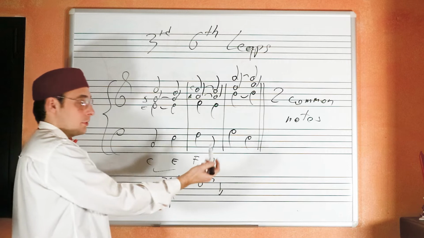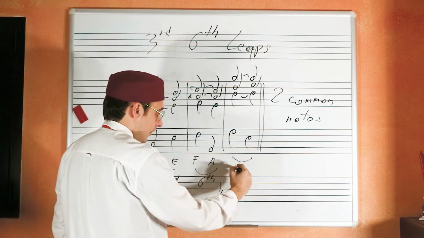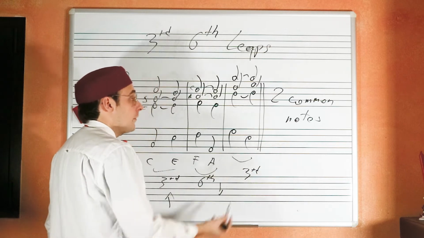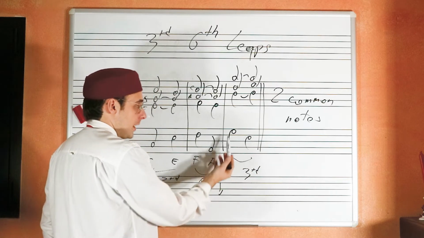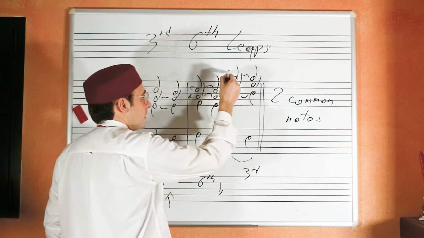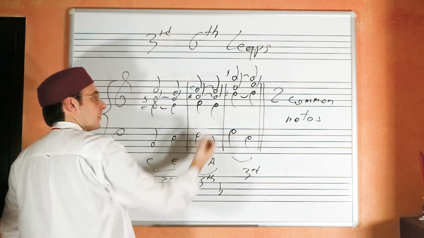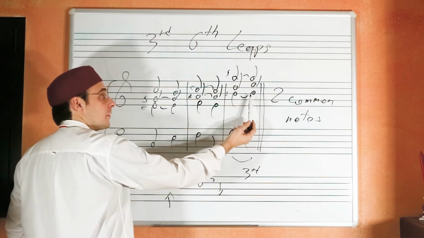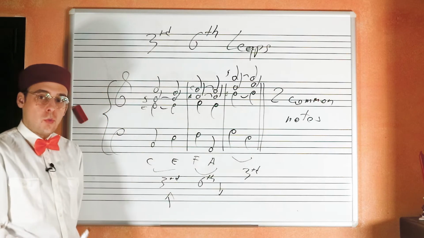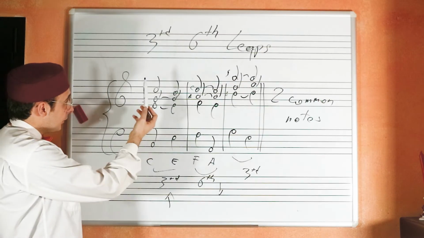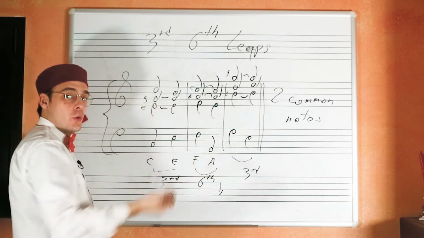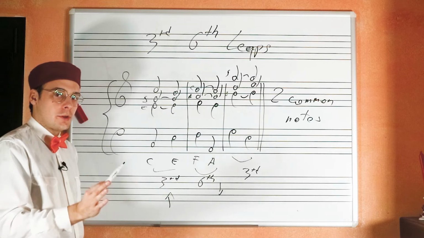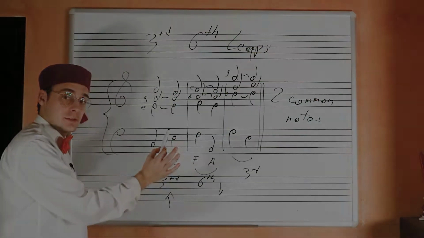In the third example, we have a descending third leap. And we have two common notes, also in this case, that are B and G. And they are in the same voices. In the cantus, we have the G, and in the tenor, we have the B. So, when we have a third or a sixth leap, we have only two common notes, and we must keep the common notes in the same voices.